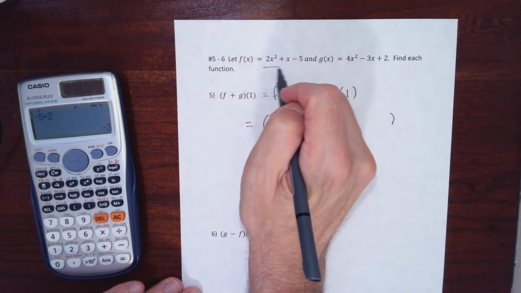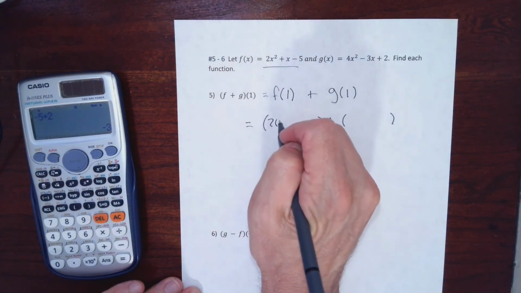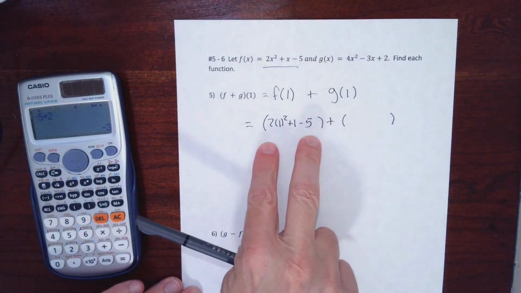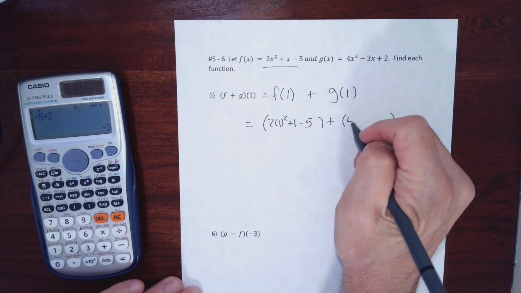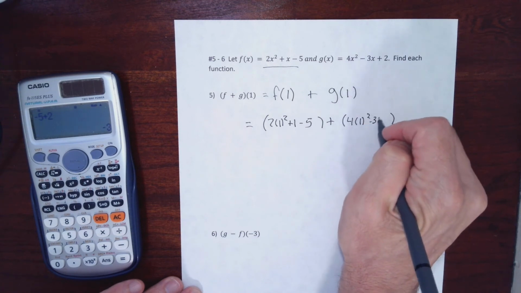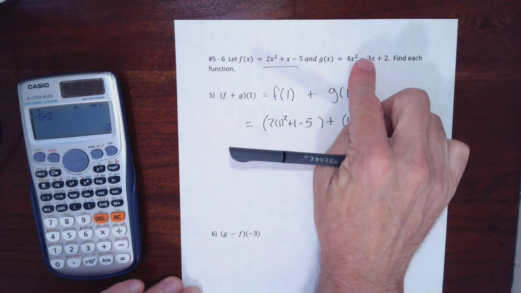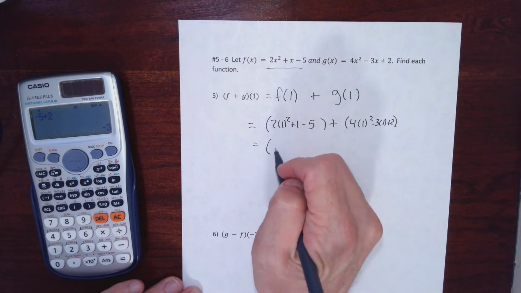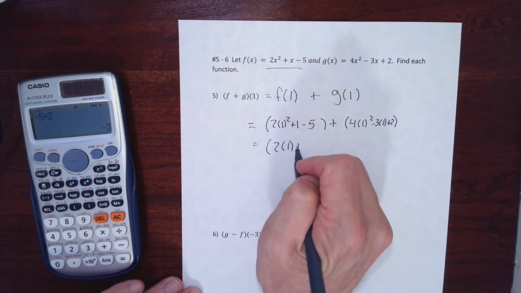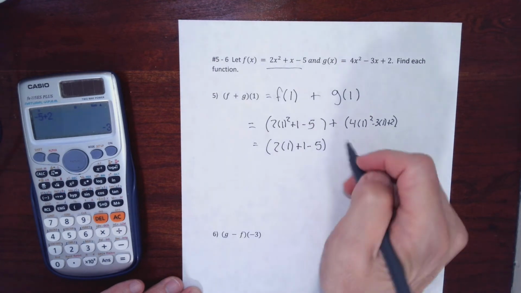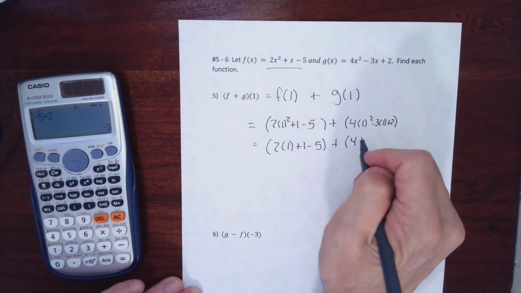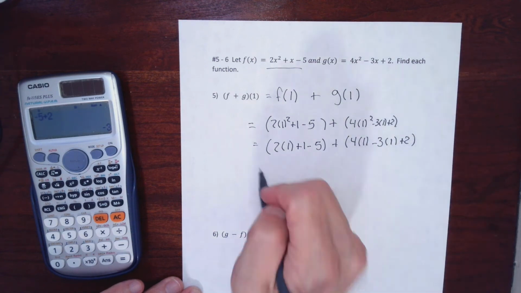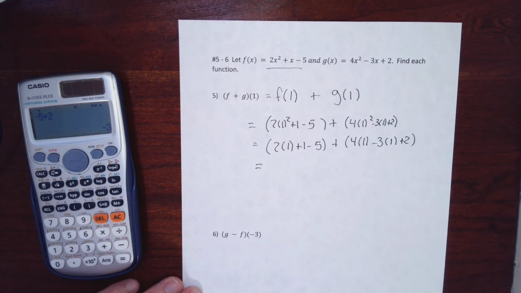F of 1 is computed by changing each of the x's in the f function to 1. And that's what I did in my first parentheses. G of 1 you can find by changing each of the x's in the g function to 1. Technically, order of operations would be doing exponents first, actually parentheses first, but inside the parentheses, the exponents need to be done first. I'm being probably more detailed than you need to.